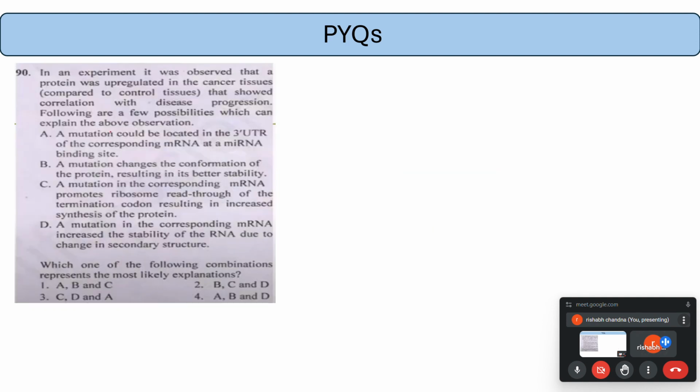Okay. Now, moving on to the next question. In an experiment, it was observed that a protein was upregulated in the cancer tissues compared to control tissues, which showed correlation with disease progression. Following are a few possibilities which can explain the above observation. So, we have control tissue and we have cancer tissue. This protein is normal in the control case, but it's higher in the cancer tissues. Okay, so this is part of the disease progression.